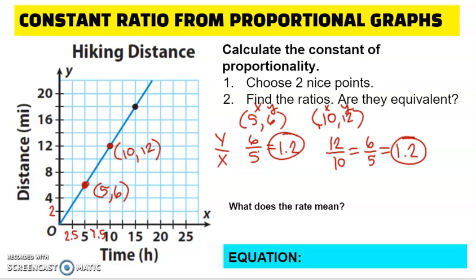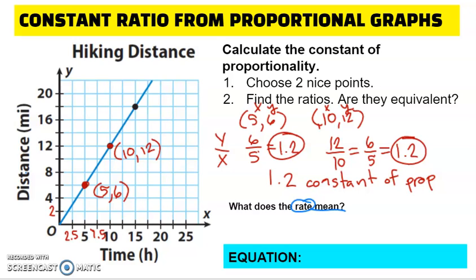There's going to be times where you want the fraction. There's going to be times where you want the decimal. It totally depends on the story. But that 1.2 is our constant of proportionality. That's the rate. That's our constant ratio. Okay, all of those things. That's what that means.